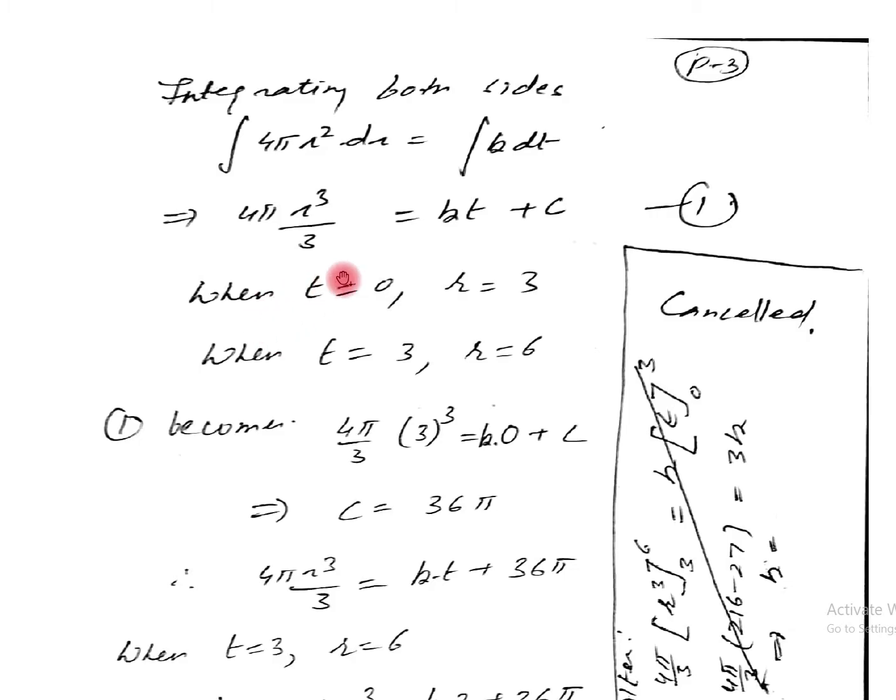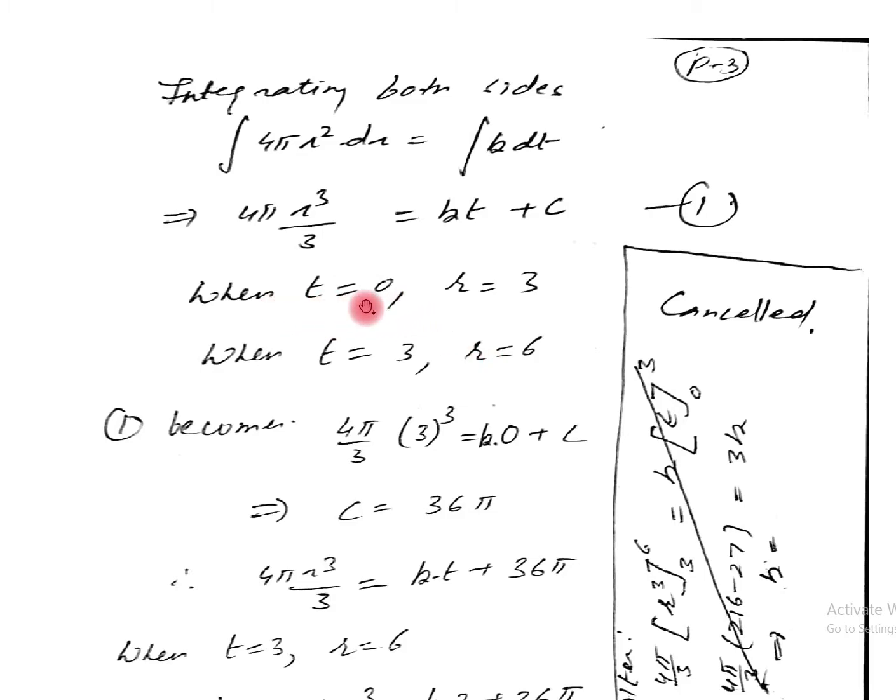Now with the help of the given conditions, we will find out the values of k and c, because these are the two constants. We have to find the relation between r and t. The first condition is when t equal to 0, r equal to 3, and the second condition is after 3 seconds the radius of the balloon is 6 units.